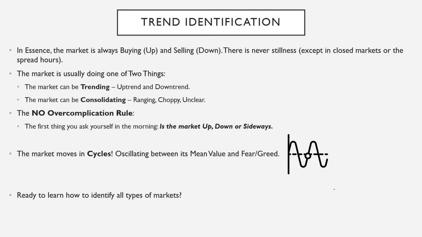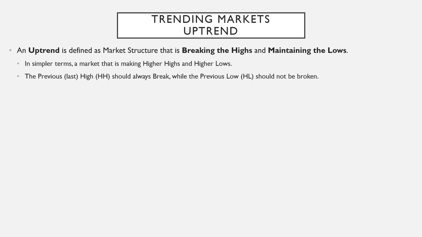Let's have a look. This is going to be a basic introduction of market structure. Again, uptrend. So what is an uptrend? This is defined as market structure that is breaking the highs and maintaining the lows. In simple terms, a market that is making higher highs and higher lows. The previous or last high, which is the higher high, should always break, while the previous low, which is the higher low, should not be broken.